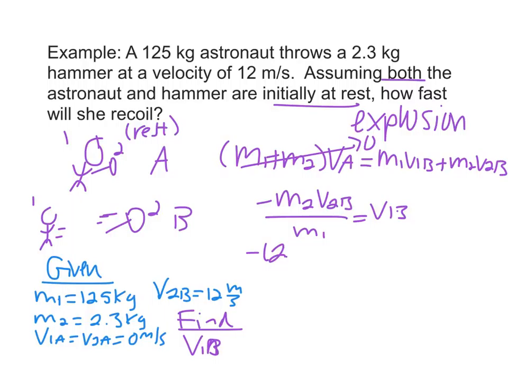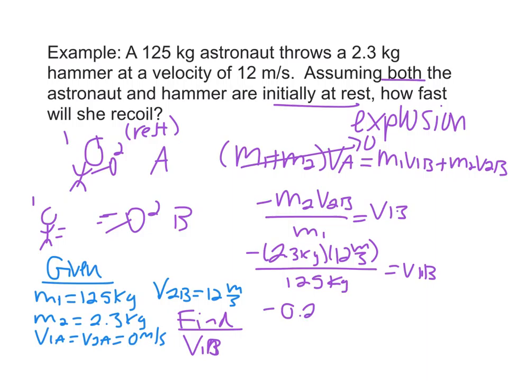Negative 2.3 kilograms times 12 meters per second over 125 kilograms equals V1B. And this will come out to negative 0.2208 meters per second for V1B.